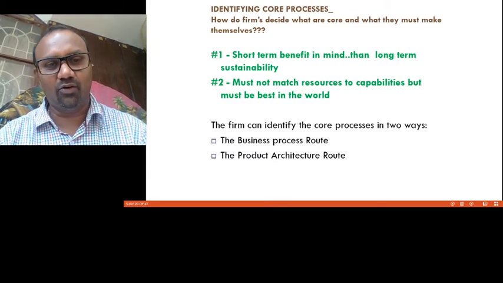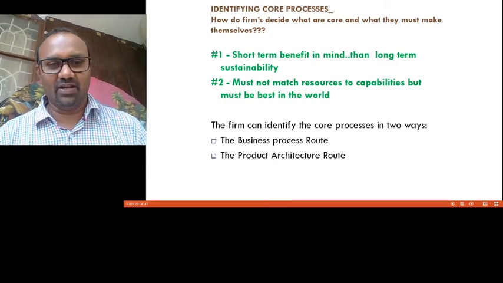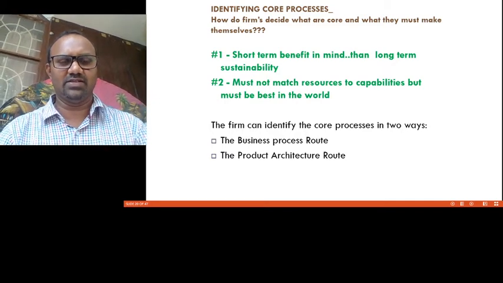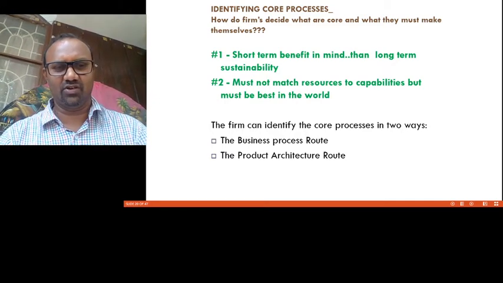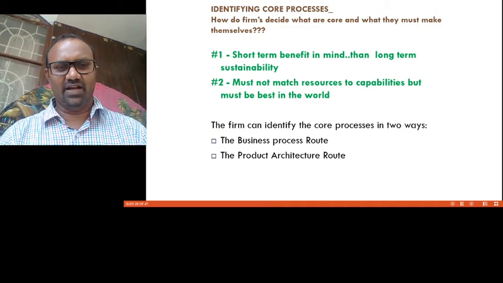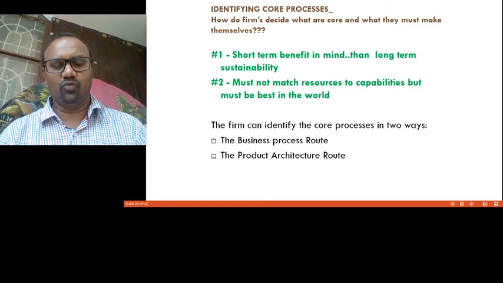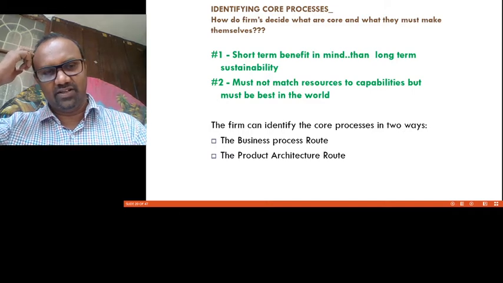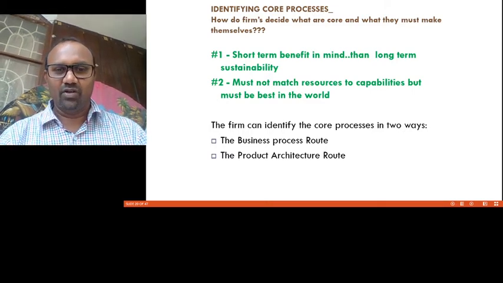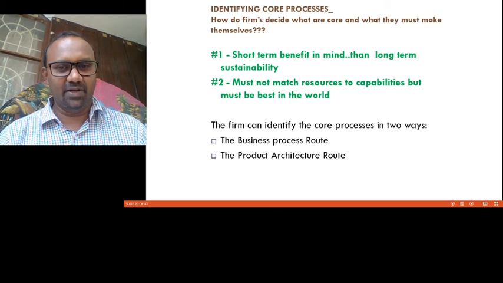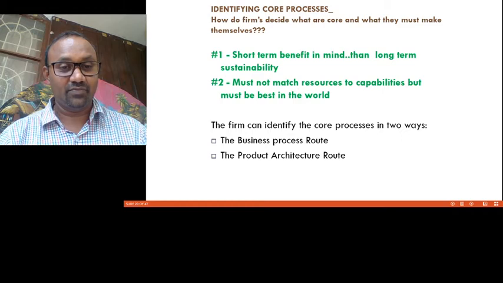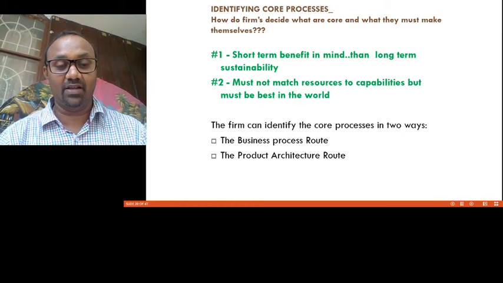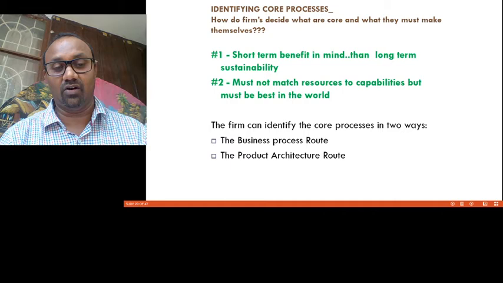So the next question is, now how do we identify? The first question that we were answering, that a firm has to answer when it decides to take the outsourcing decision or the make or buy decision, is to decide which business activities are core and what business activities are non-core. So what needs to be outsourced and what needs to be kept by the firm. So two decisions further that it has to keep in mind. One is short-term benefit in mind, then long-term sustainability. So how do firms decide what is core and what they must make themselves? So that is where firms will have to keep in mind, are they looking at a short term benefit or are they looking at a long term benefit?